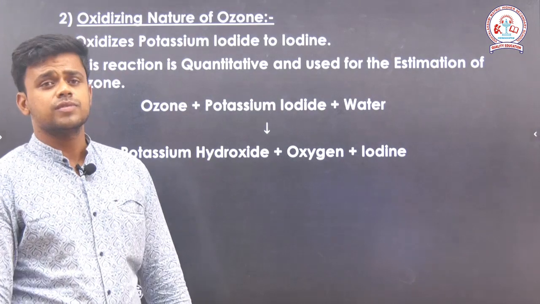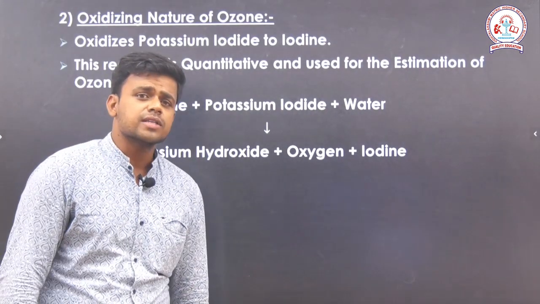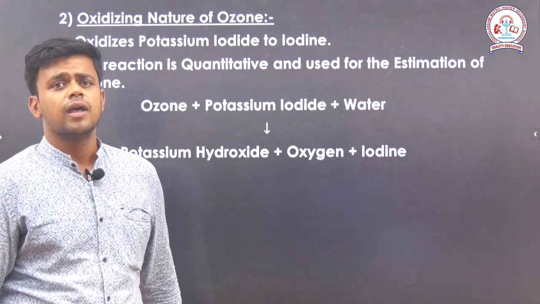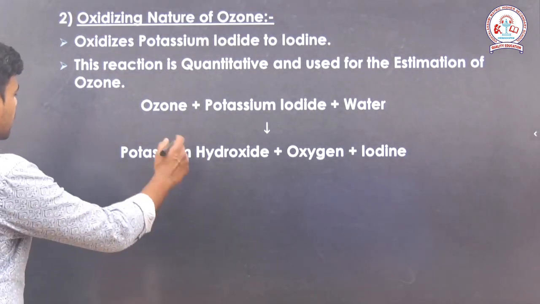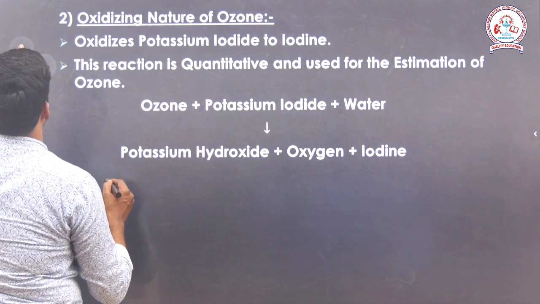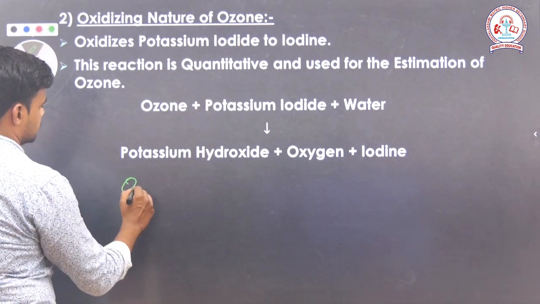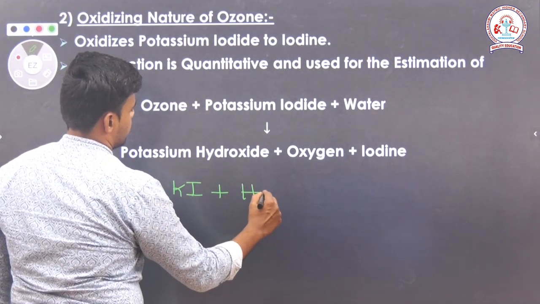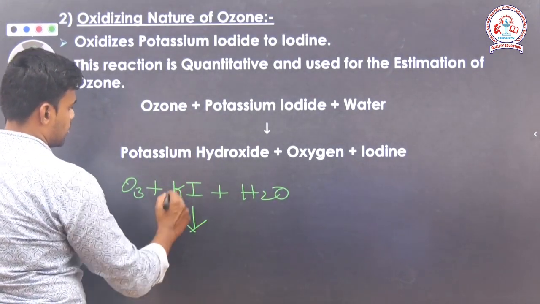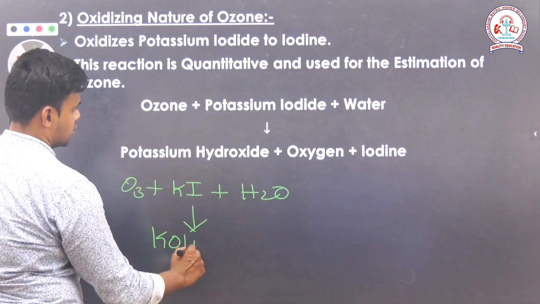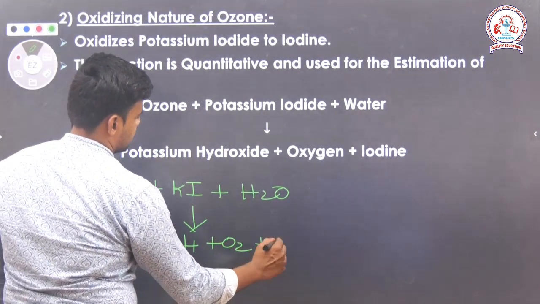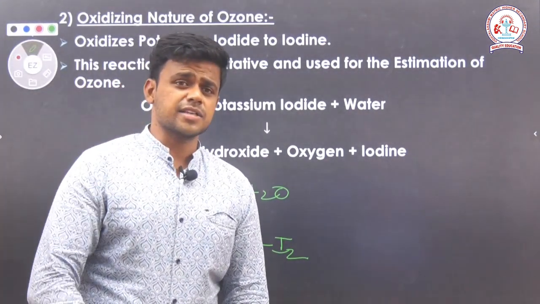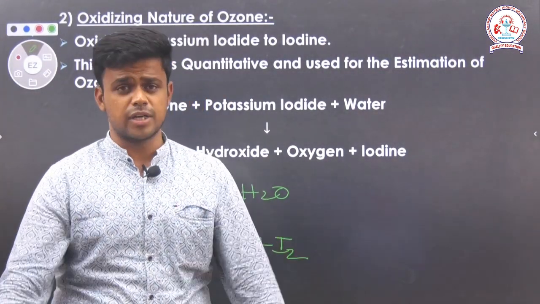Oxidizing nature of ozone. Ozone is capable of oxidizing potassium iodide to iodine. How does it do that? Ozone, with the molecular formula O3, plus potassium iodide KI and H2O, forms potassium hydroxide KOH, molecular oxygen and iodine. This is the overall reaction which actually takes place. Balancing is quite well known to you, you can do it, no need to worry.